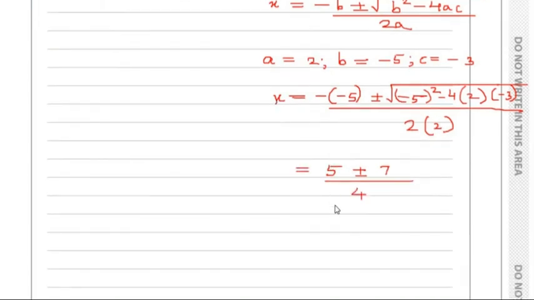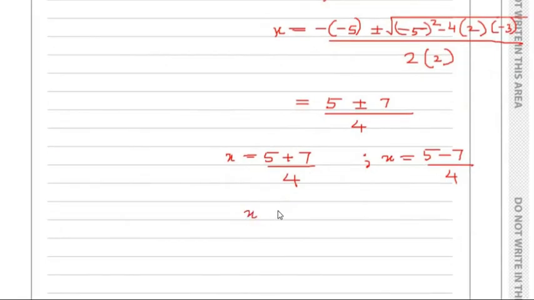So we have two values of x over here. One value is x is equal to 5 plus 7 over 4, and another value is x is equal to 5 minus 7 over 4. So here we get x equal to 12 over 4, which then divides and gives us x is equal to 3, and here we get x is equal to negative 2 over 4, which then simplifies and gives us x equal to negative 1 over 2.